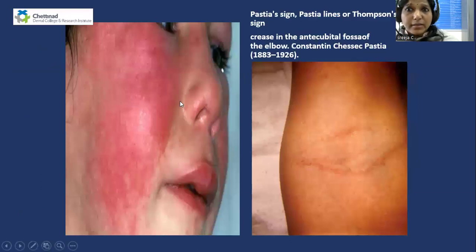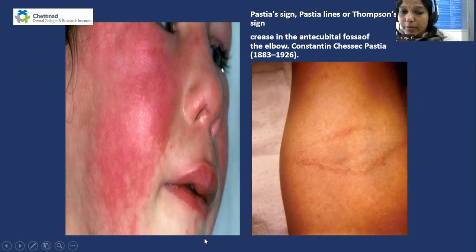And here you can see the typical picture of the child with rashes on the cheek and also the perioral region which is devoid of the rash. Here you can see the skin folds which have these erythematous lines. These are called Pastia's lines.